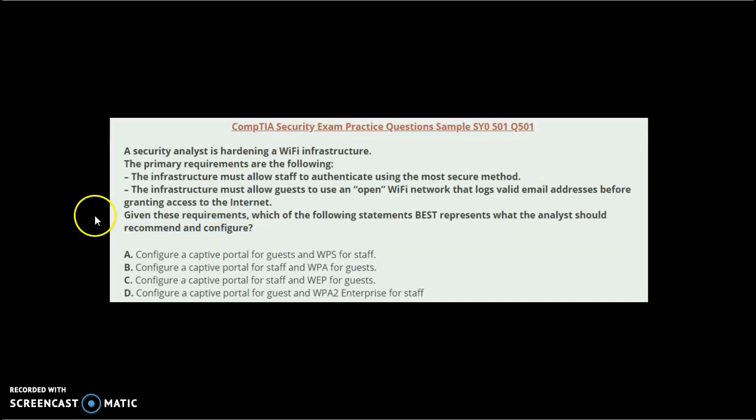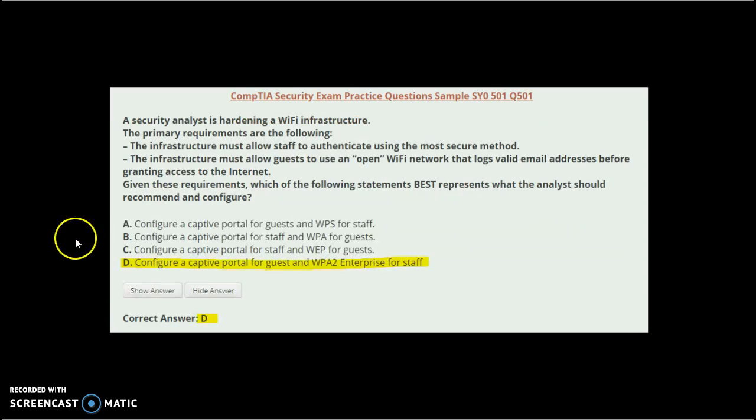Ouch. Security analysis is hardening a Wi-Fi infrastructure. The primary requirements are the following. Infrastructure must allow staff to authenticate using the most secure method. Infrastructure must allow guests to use an open Wi-Fi network that logs valid email addresses before granting access to the internet. Given these requirements, which of the following statements best represents what an analyst should recommend and configure? Is D. Configure a captive portal for guests and WPA2 enterprise for staff.